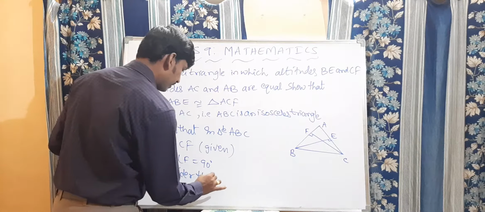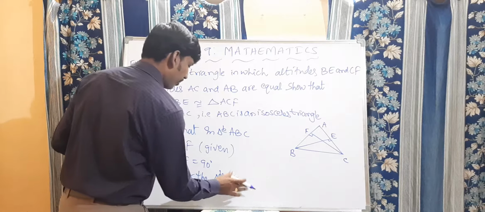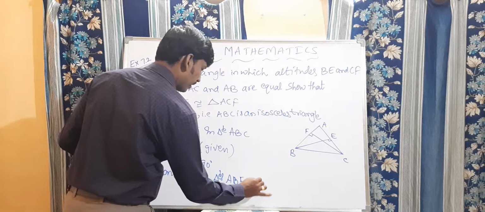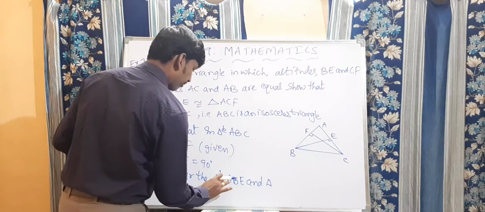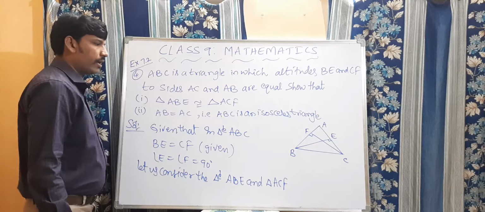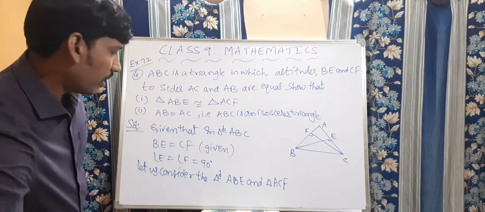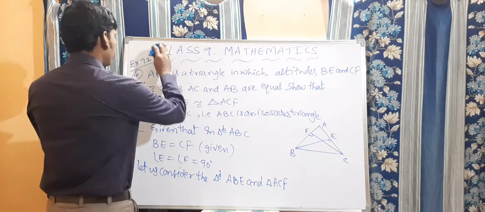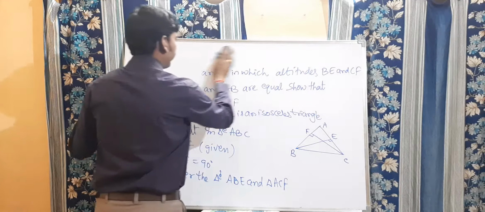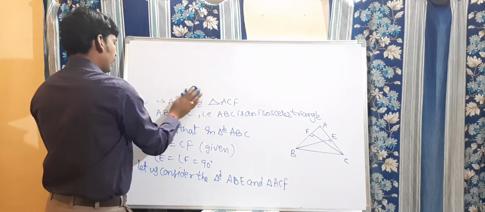Now let us consider the triangles ABE and triangle ACF. Right? Here there are two triangles. We are considering triangle ABE as well as triangle ACF. So here, which are equal? Now see this here. All of you observe in these two triangles, the given BE is equal to CF, angle E is equal to angle F, 90 degrees, and angle A is common. Clear? Did you observe that?